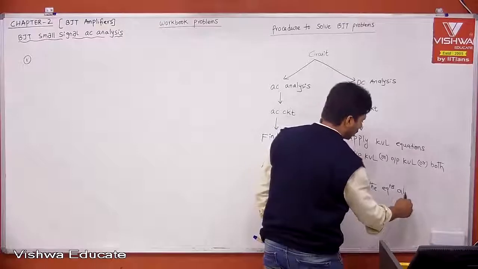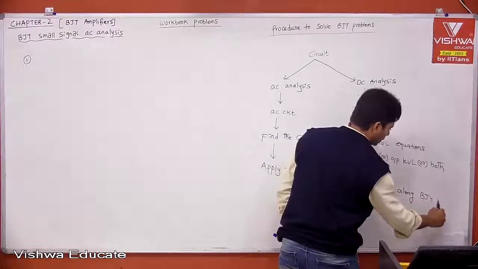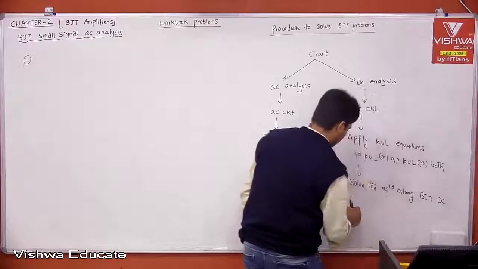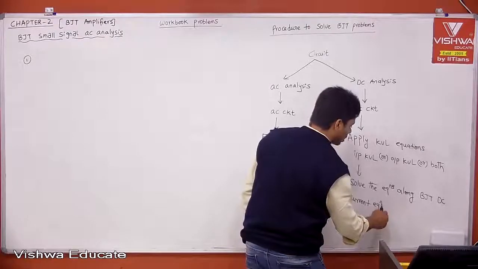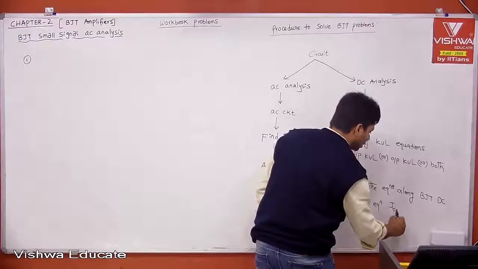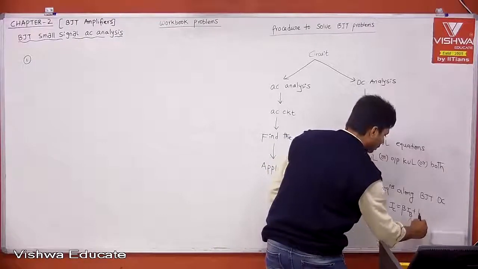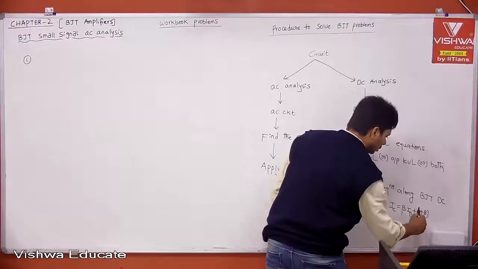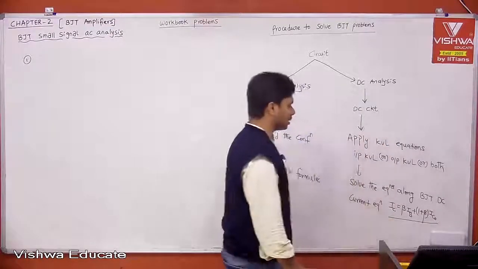Equations, along with the BJT DC current equation. What is the BJT DC current equation? IC is equal to beta into IB plus (1 plus beta) into ICO. This is the BJT DC equation.